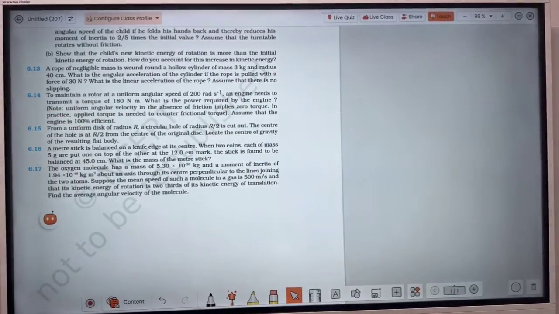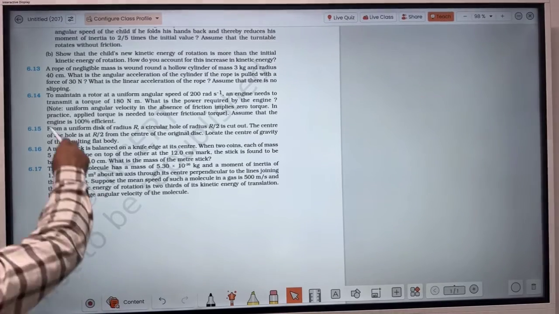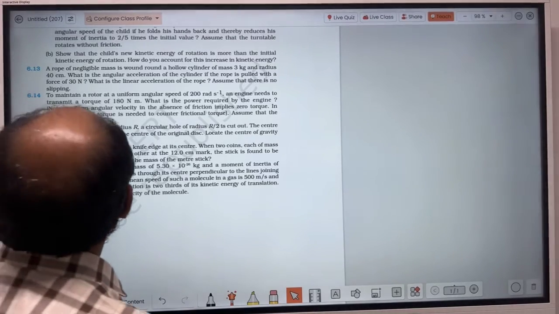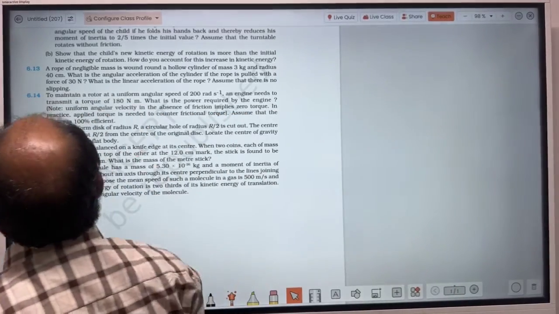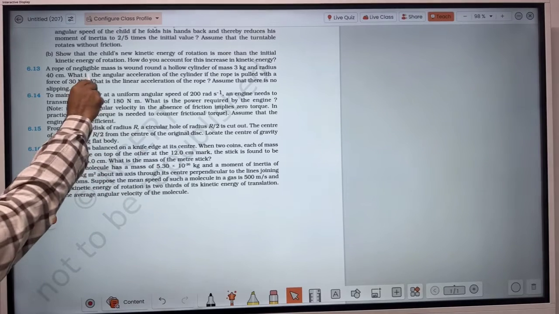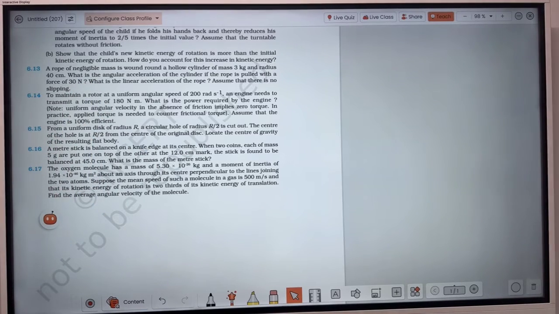Today we are going to continue with question number 13 of chapter 6 of NCERT Physics. Here the question says: a rope of negligible mass is wound round a hollow cylinder of mass 3 kg and radius 40 centimeter. What is the angular acceleration of the cylinder if the rope is pulled with a force of 30 Newton? What is the linear acceleration of the rope? Assume that there is no slipping.